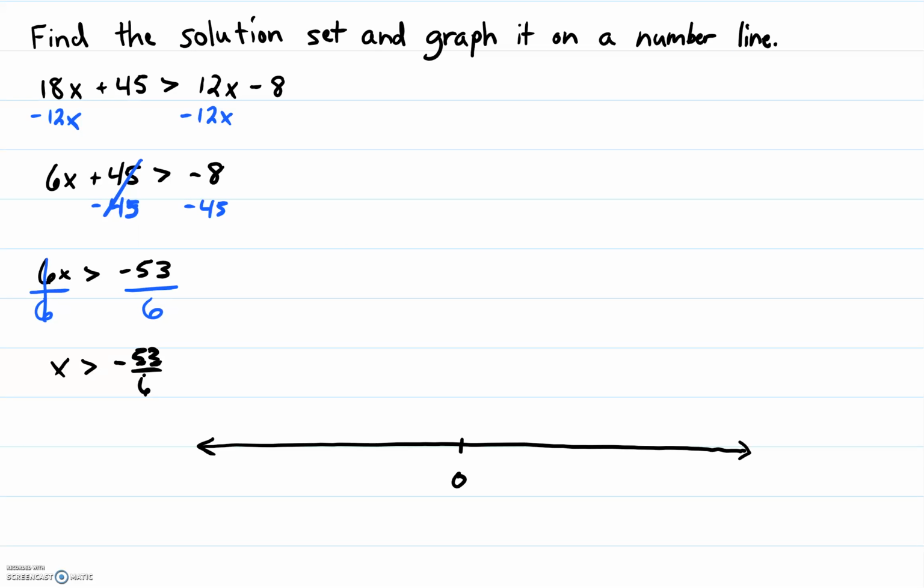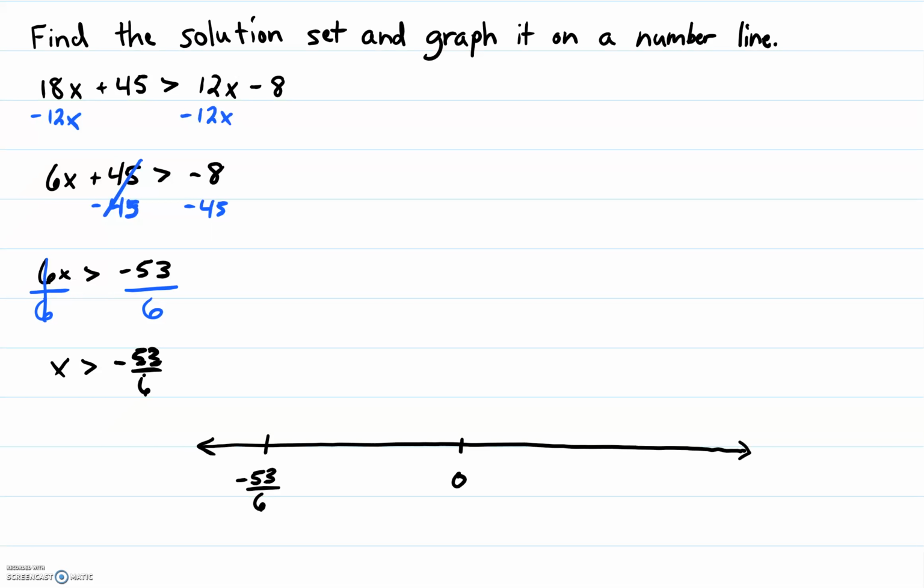Now, if you want to get an idea of where that is, you can divide 6 into 53, and that's going to give you almost 9, so it's going to give you 8 and some change. So if you just want to go to around negative 9, if you wanted to count out your tick marks, you could do that. Of course, you could be lazy like I'm going to do, and you could just automatically put a tick mark and call that negative 53 over 6. That's perfectly okay too.